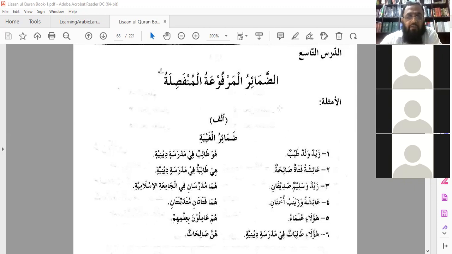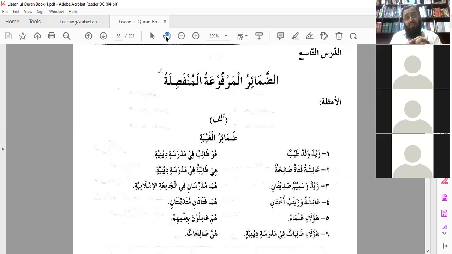Now, because it is written over here, you can see al-dhama'irul marfu'atul munfasila. I'll let you know what is the meaning of al-marfu and al-munfasila. But before proceeding further, let me tell you those 14 words are used as pronouns in Arabic. We'll start from third person, because in Arabic it starts from third person.